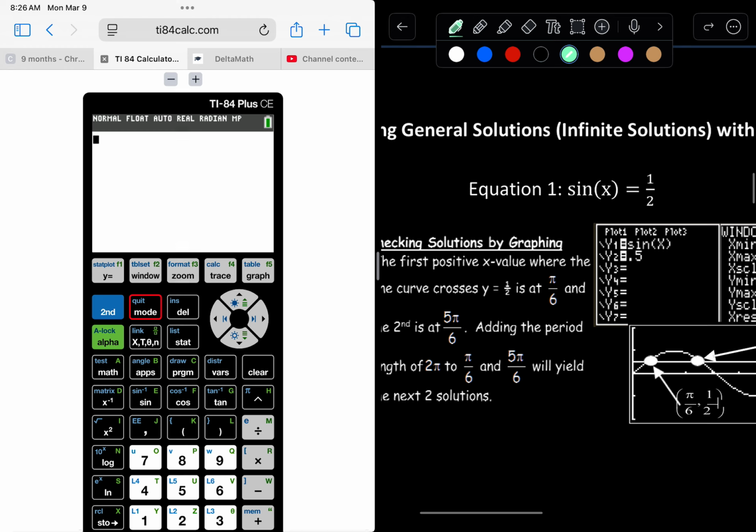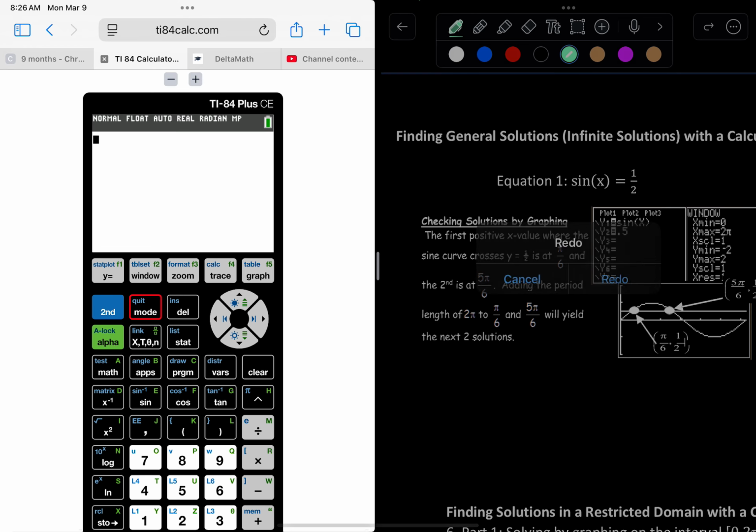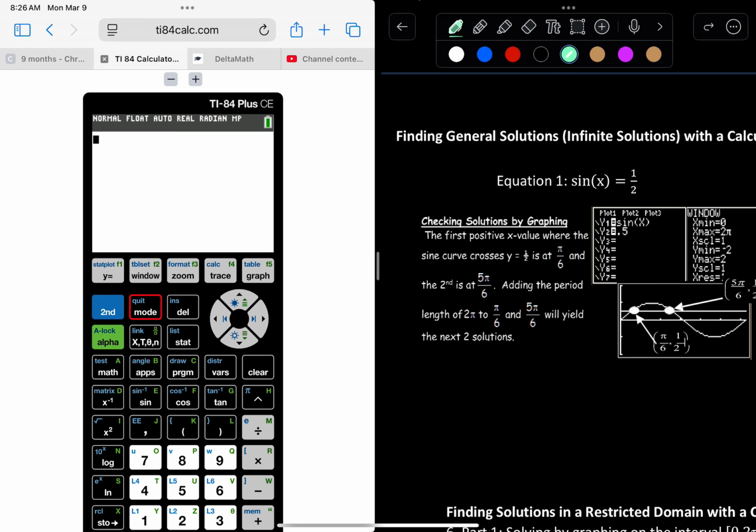So we're going to revisit the first equation that we looked at, which was sine of x is equal to 1/2. And we already had found that our solution is pi over 6, 5 pi over 6, and then due to the period of 2 pi, that works for sine, so we'll use plus 2 pi k. But how will this look in the calculator?